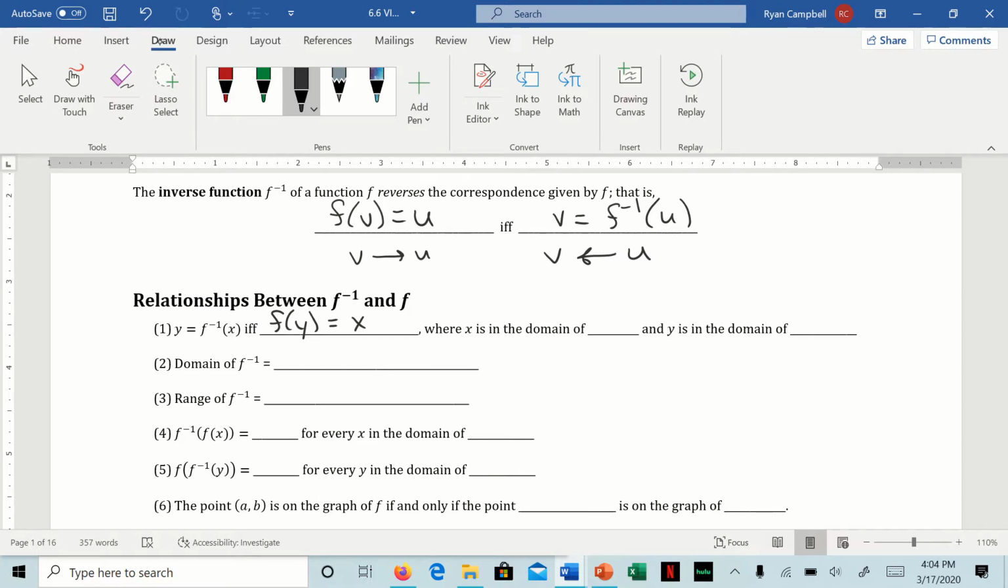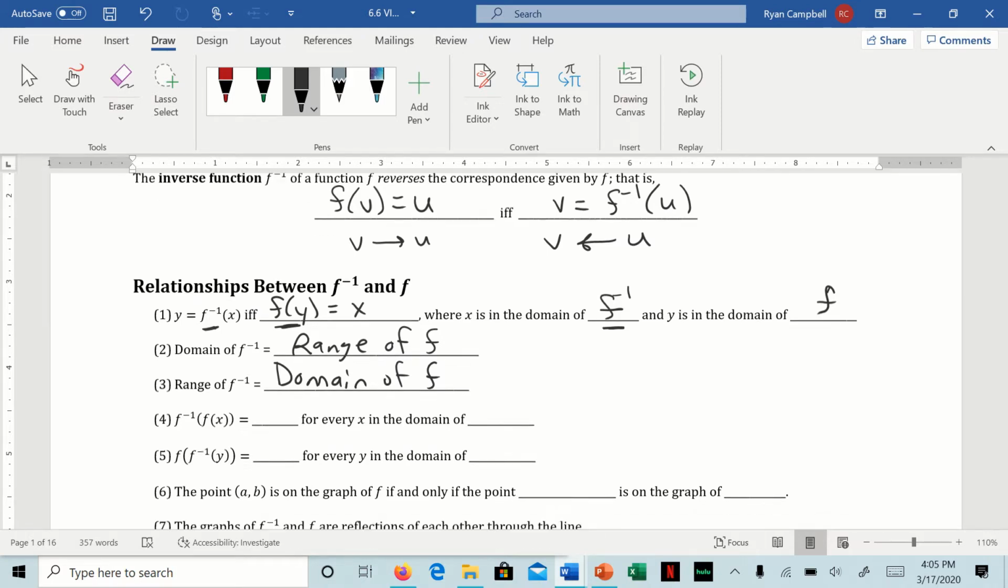In this case, x is going to be in the domain of the inverse, and y would be in the domain of f. Remember, domain just means what you're plugging into. Since we're plugging x into the inverse function, that's where its domain is. Since we're plugging y into the regular function, that's its domain. Remember, the domain of our inverse is the range of the original and vice versa. The range of the inverse is the domain of the original.